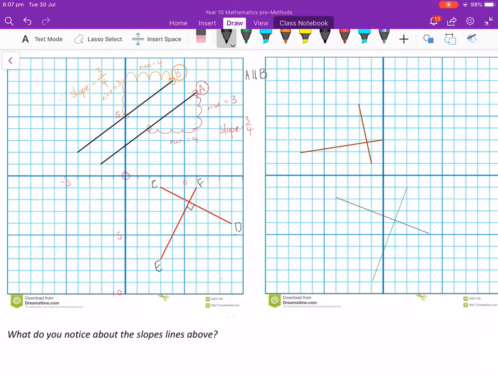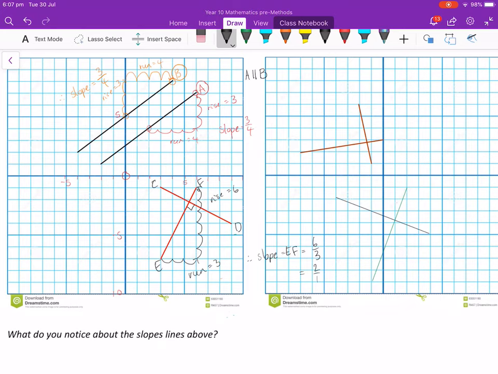So let's go ahead and work out the slope of line segment EF. If we take the run first, we can see the run is equal to 3 units, and then the rise is equal to 6 units. This means that the slope of line segment EF is equal to 6 over 3, or simply 2 over 1.